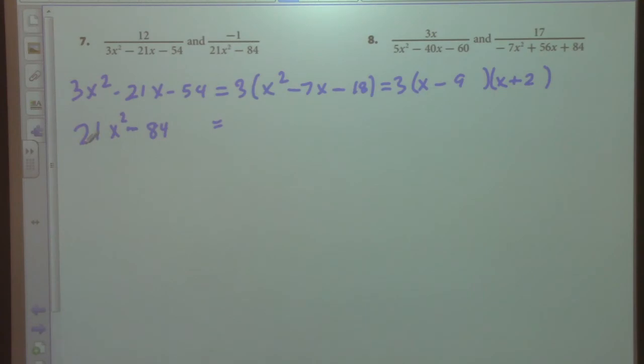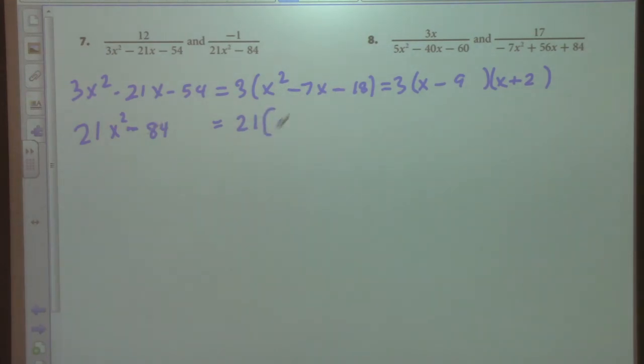What's your common factor here? 7 is common, but there's a bigger common factor than 7. Yeah, 7 would work, because 7 is divisible into each of these things. But there's a bigger number that's divisible into both of those, 21 and 84. What's that? Yeah, 21.